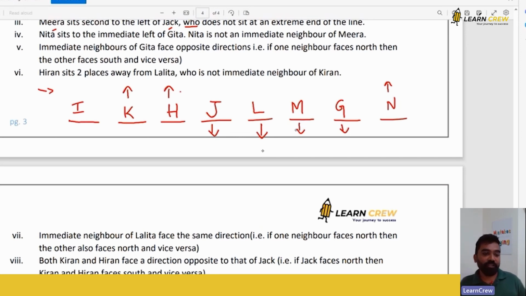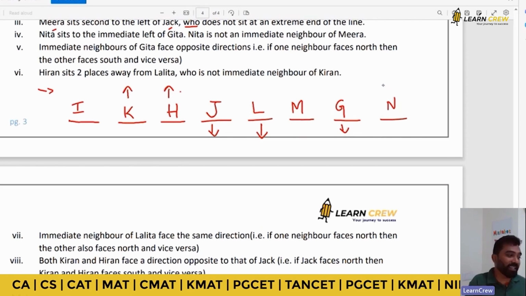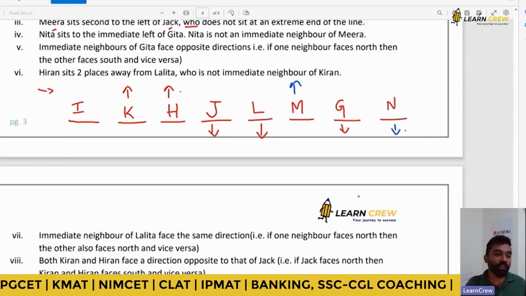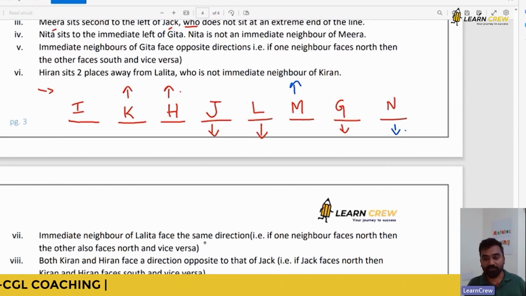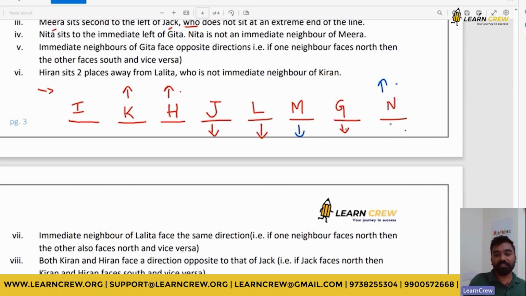Now here I took the assumption that both are facing opposite directions. In case I had taken the assumption the other way, then what would have happened? The immediate neighbors of Lalita face the same direction. Here this neighbor is facing north, so obviously this neighbor should also be facing north. So this becomes evident and conclusive that Meera is also facing south, and Neeta is facing north. So this is your arrangement.